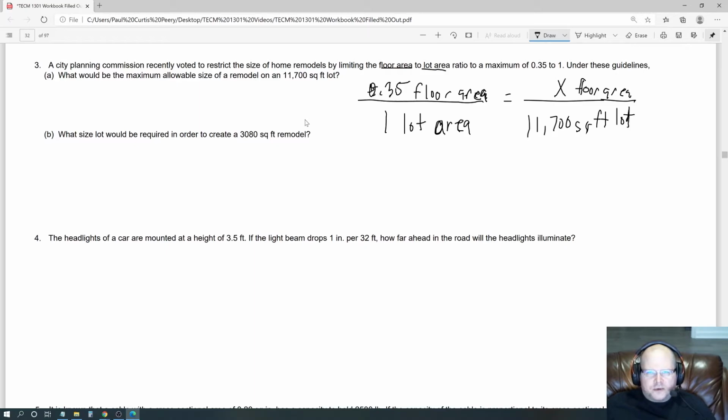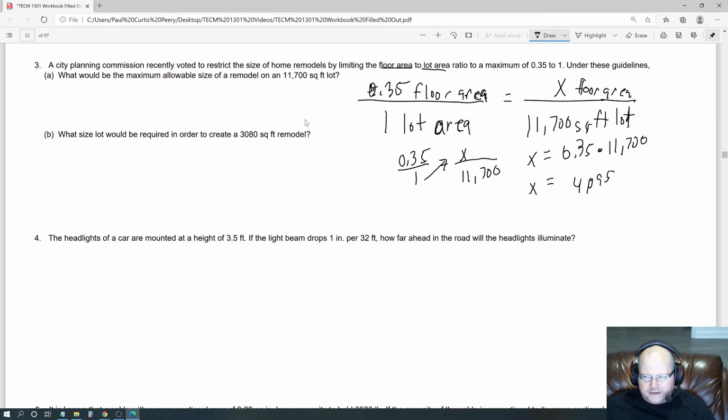Okay, so we finally got it set. Now we're going to do cross multiplication and divide. So 0.35 over 1 is equal to x over 1,170. Okay, so we do cross multiplication. 1 times x is just x, and then you have 0.35 times 1,170, and that gives me x is equal to 4,095. Okay, now what about the next one?